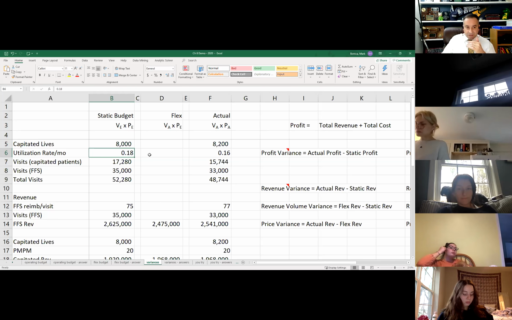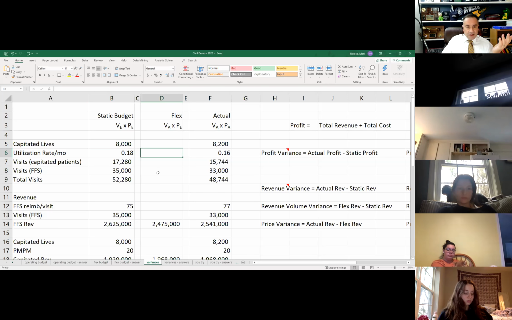So this is an expectation that for every capitated life, they will on average use 0.18 visits per month. So that's what their utilization rate is: how much are the patients going to utilize the clinic? And so the expectation is 0.18. Now, obviously, nobody can have 0.18 visits, and so it's an average, right?